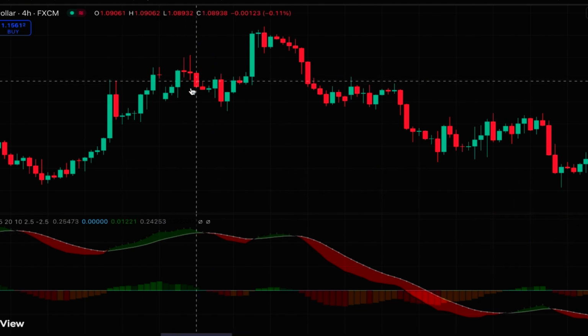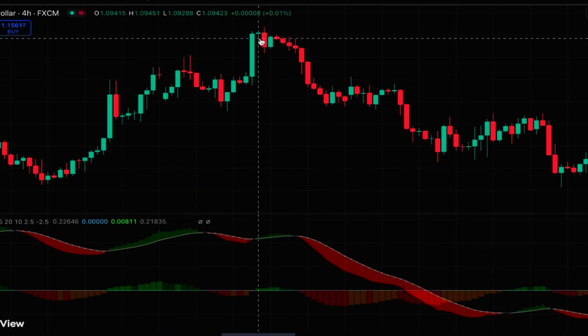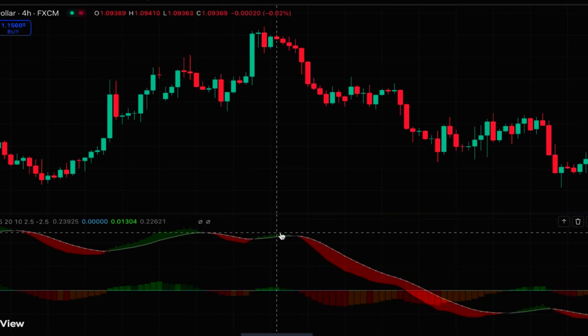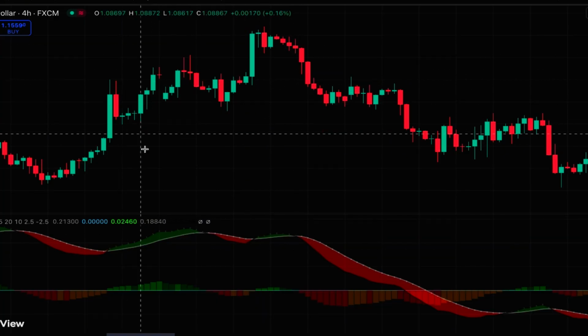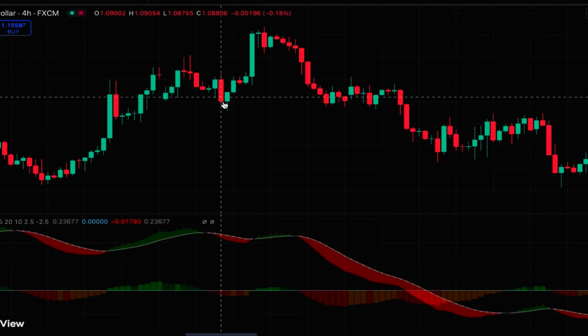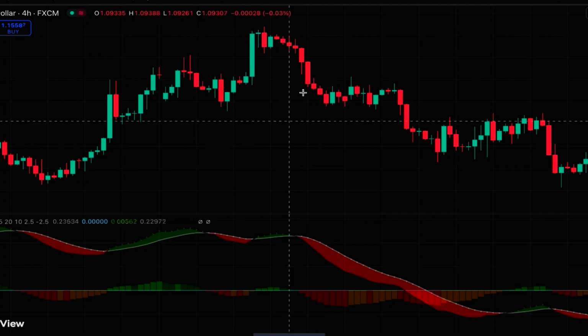For example, here you can see that the price made higher high, but the oscillator made lower high. This is called bearish divergence, and it is a leading signal that probably a reversal is going to happen. When we have this situation, it tells us that the upside momentum is weakening, and on the other hand, the downside momentum is gaining strength.